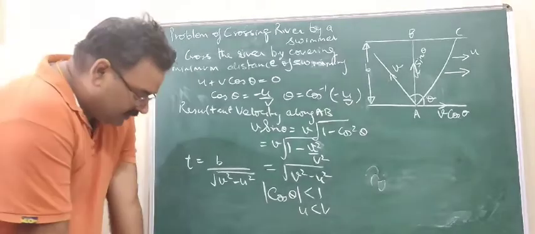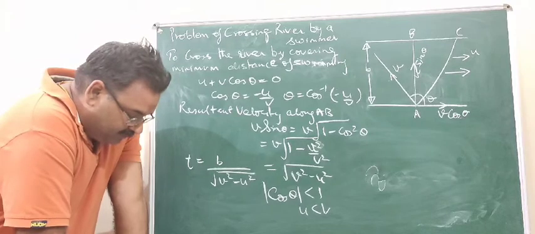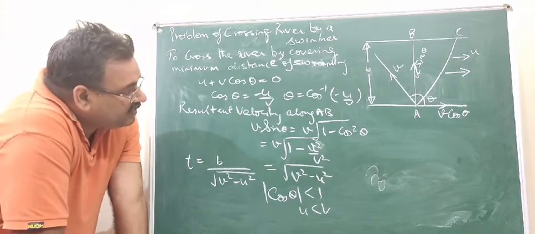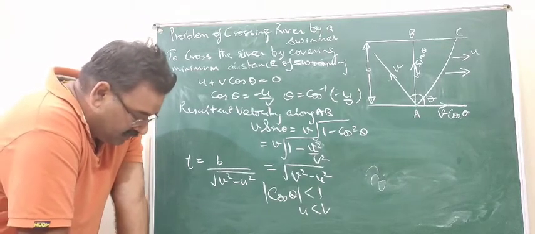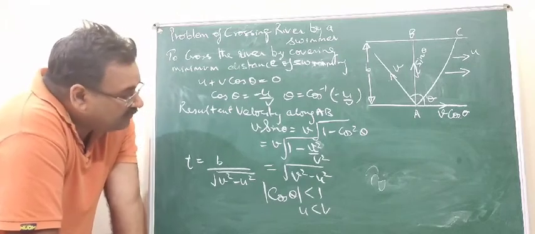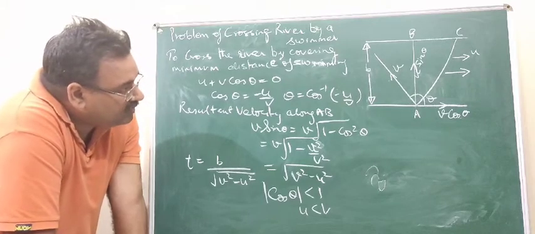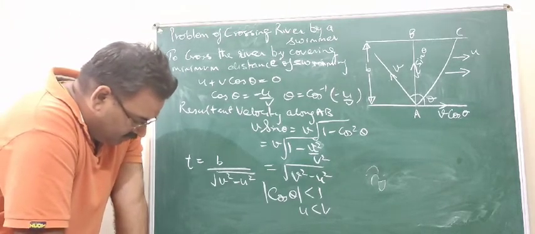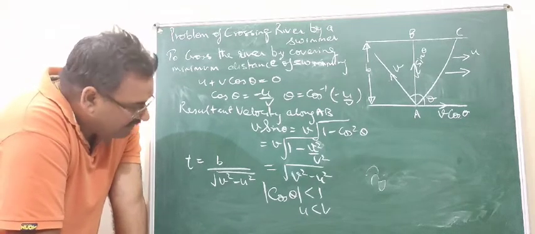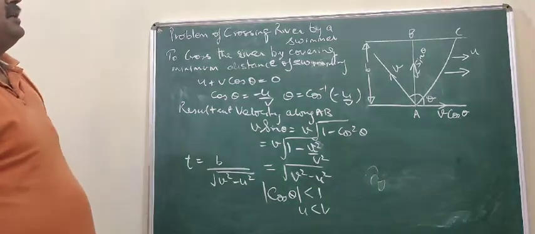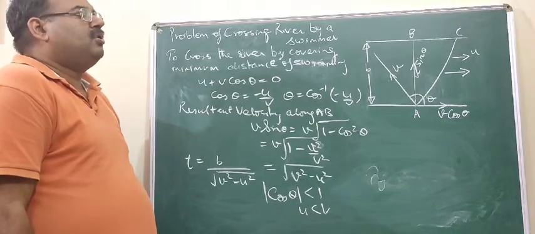Then we have the second case: to cross the river by covering the minimum distance of swimming. The distance between the two banks of the river is d. That is the minimum distance, so the person should cover this distance. The resultant velocity along the flow should be 0. The resultant velocity of the swimmer and flow must be along AB. That is, along the direction of flow of the river, the velocity should be 0. All velocity should be along AB.